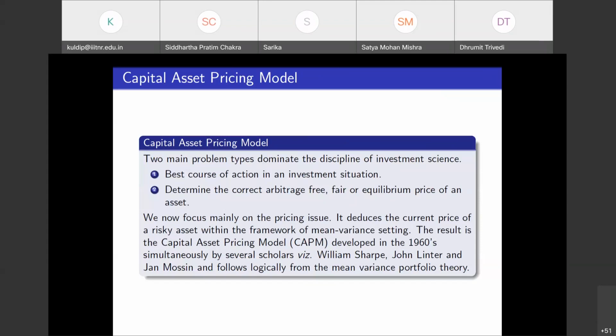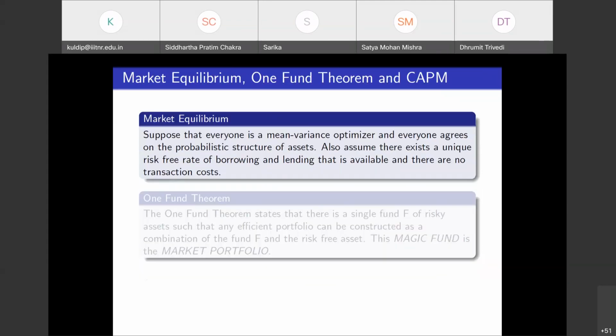This was developed in the 1960s mainly due to Sharpe, Lintner, and Mossin. The reason why it appears in our narrative here is because it follows logically from the mean variance portfolio theory.